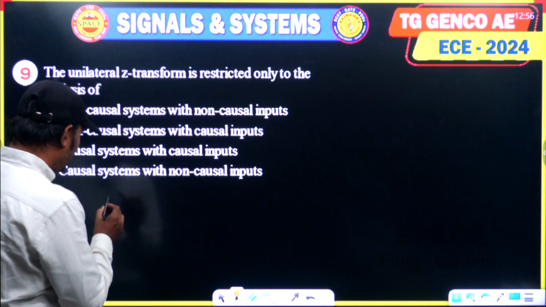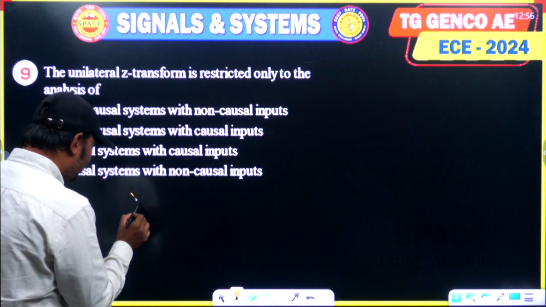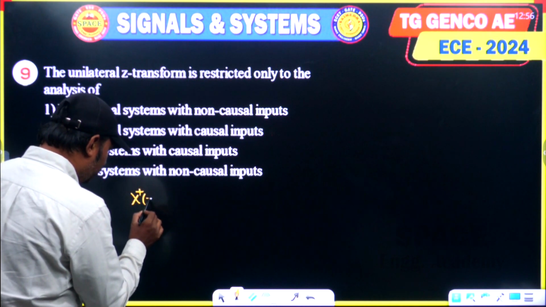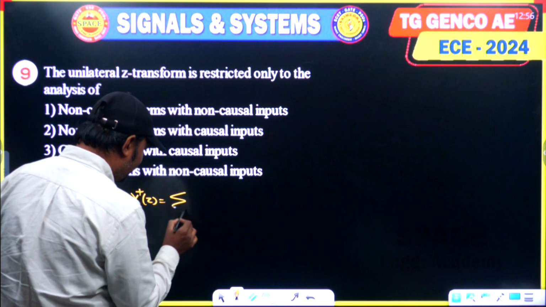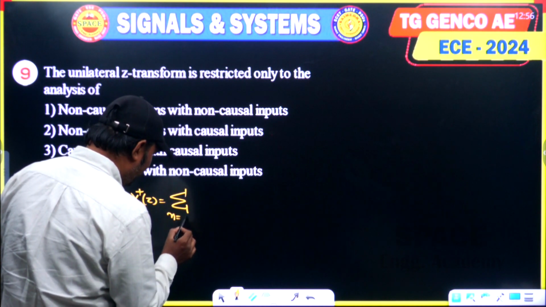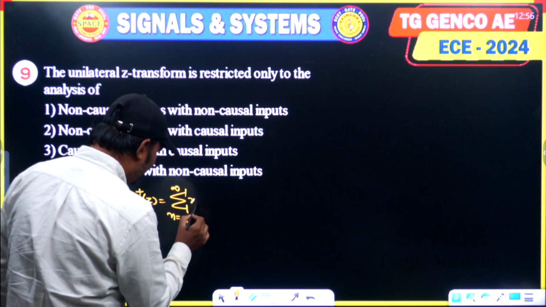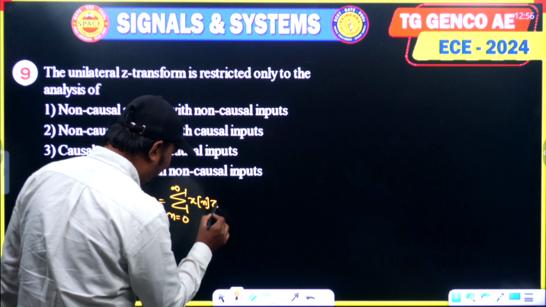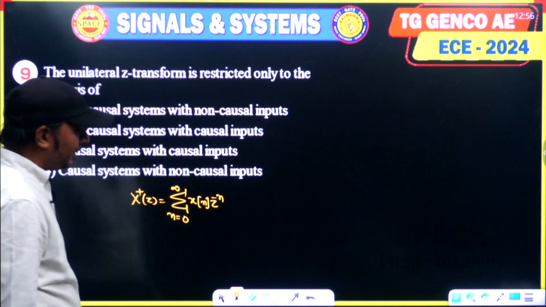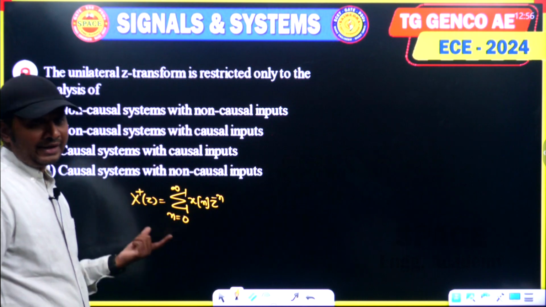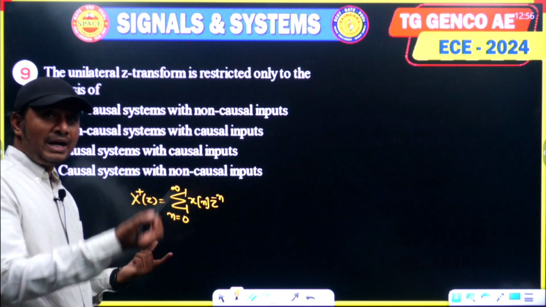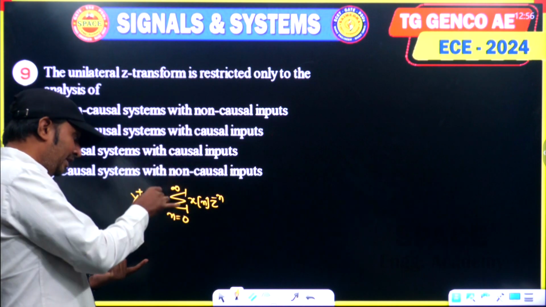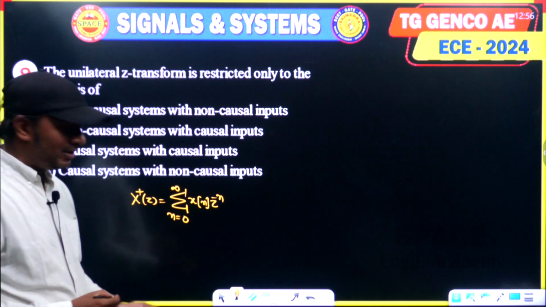The one-sided Z transform is given by X plus of z. X plus of z is nothing but summation n varying from 0 to infinity x of n into z power minus n. This is the expression for the unilateral Z transform. As we have the unilateral Laplace transform, in Z transform we have the unilateral Z transform.